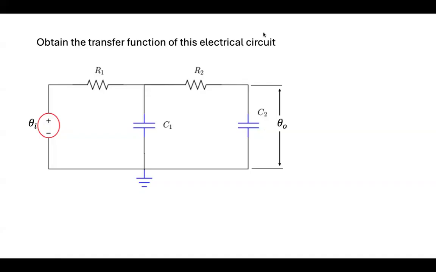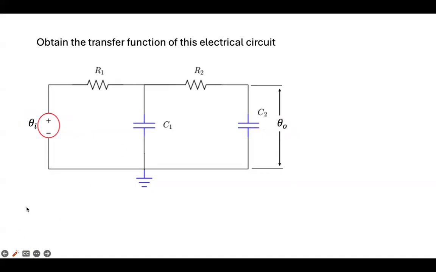Hi everyone. In this video, I will explain how to obtain the transfer function for a small electrical circuit. In this example, it has a small electrical circuit consisting of two resistors and two capacitors. Resistors are R1, R2, capacitors are C1 and C2. The input signal of the excitation function is theta I and output signal is theta naught.